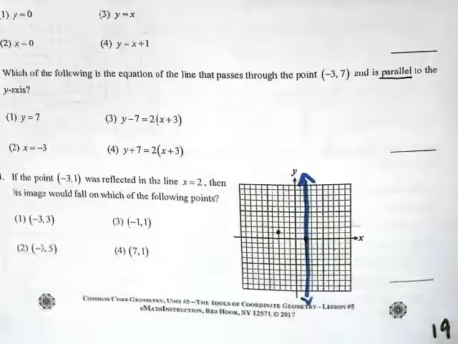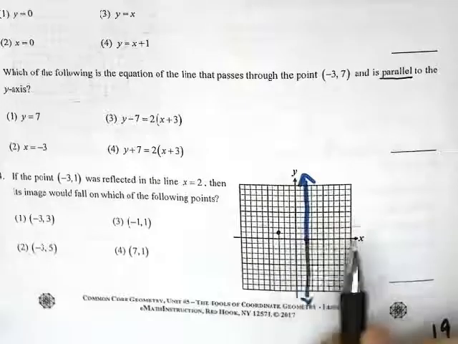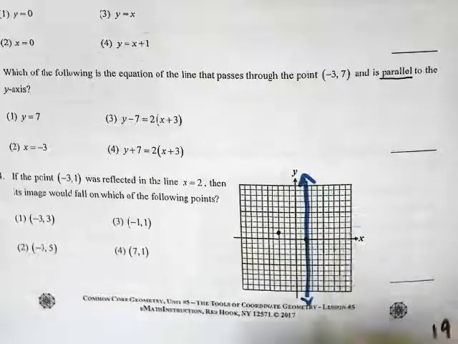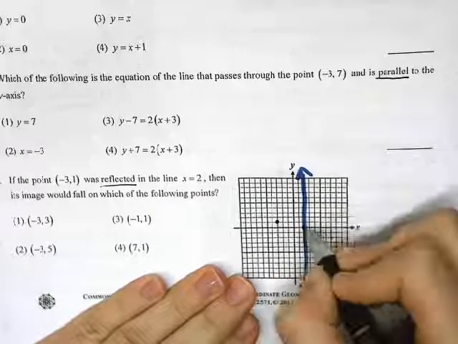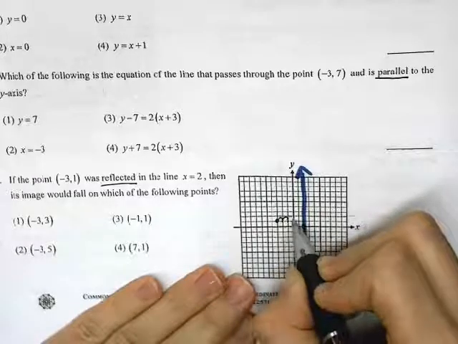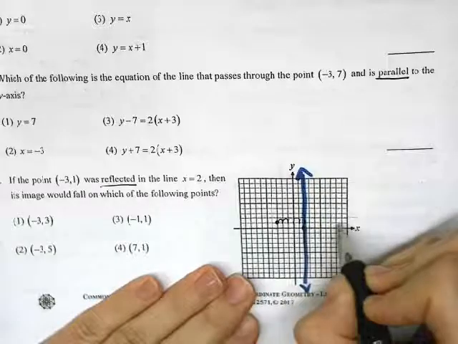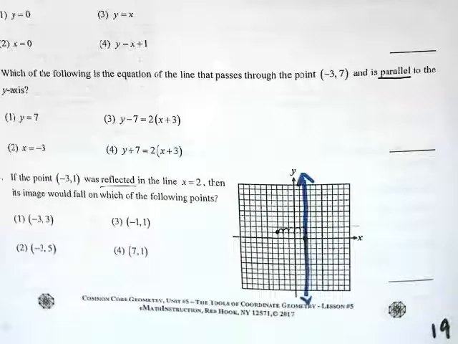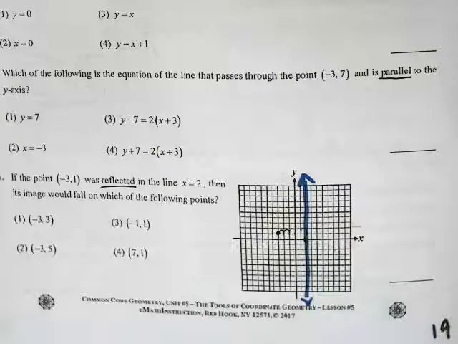Now, if we remember, this point is going to flip over this line. That's the idea of what reflection means. When things are reflected over a line, they must have the same distance. So if I count 1, 2, 3, 4, it's 5 to the line, then you would count 5 to the other side, and that would give you where your point would fall. If you have any further questions, please make sure that you ask me in class.